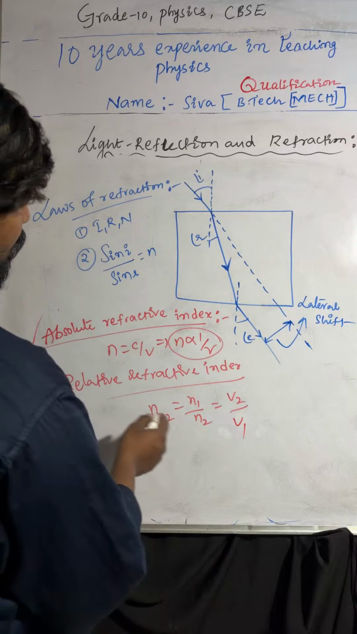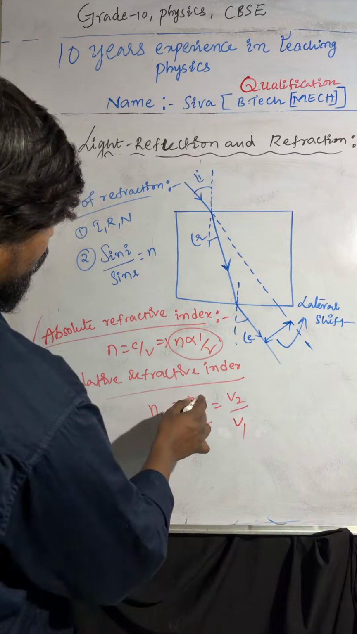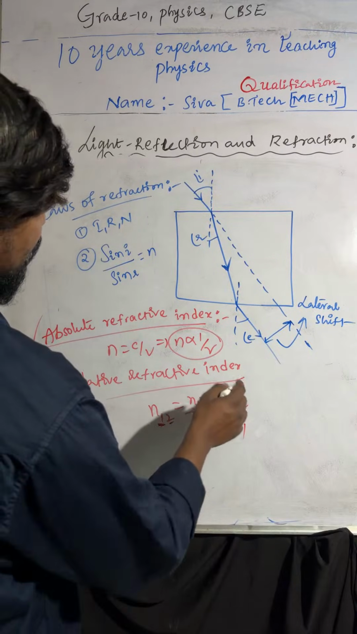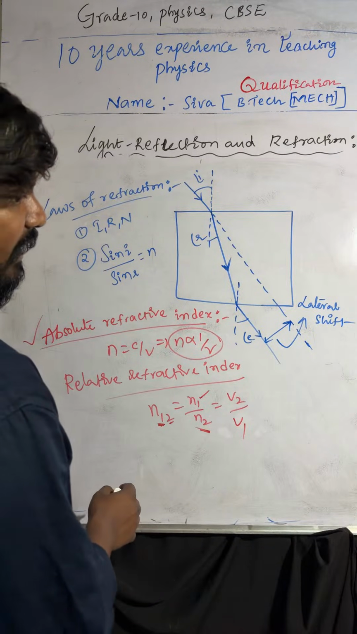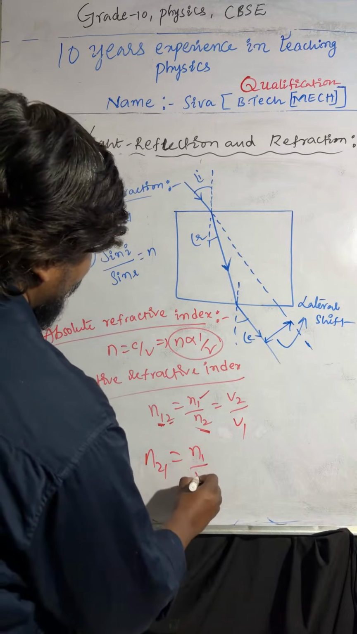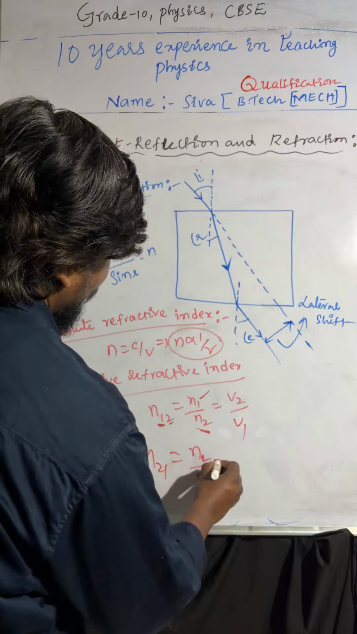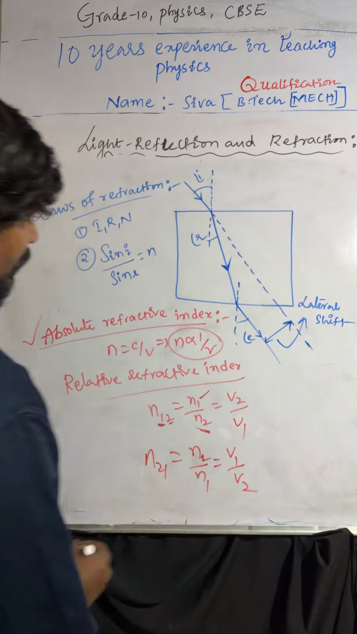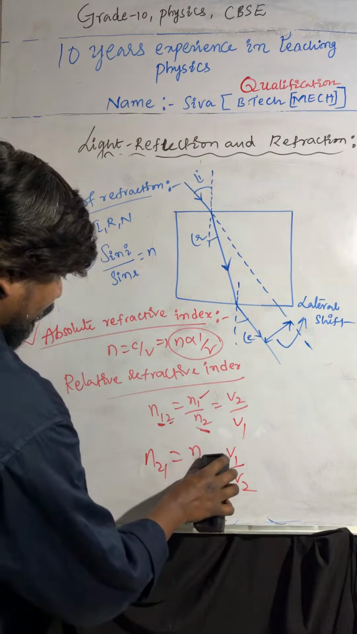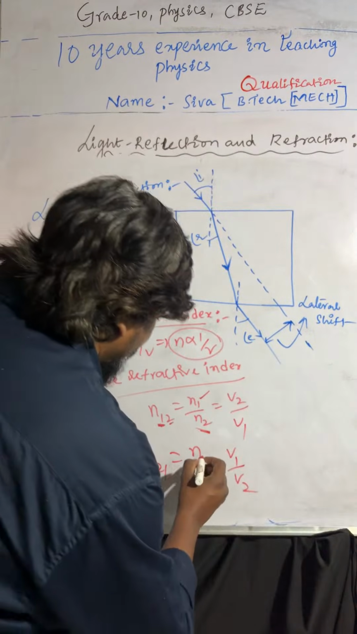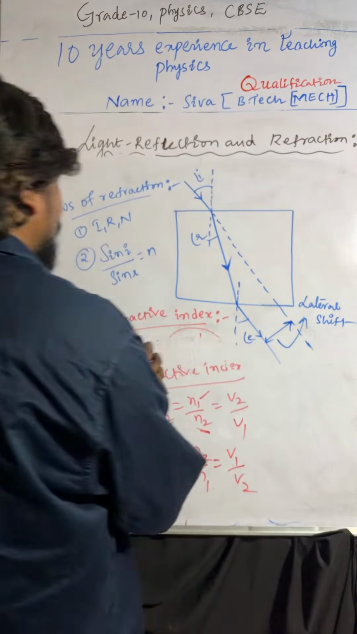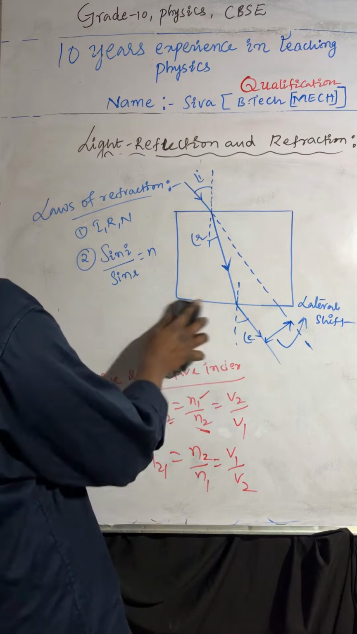Relative refractive index n12: whatever medium comes first, you have to write in the numerator, and the next medium you have to write in the denominator. That is n12 equal to n1 by n2, that is equal to v2 by v1. Understood or not? Also we can write n21, that is nothing but n2 by n1, that is nothing but v1 by v2. I hope it is very clear.